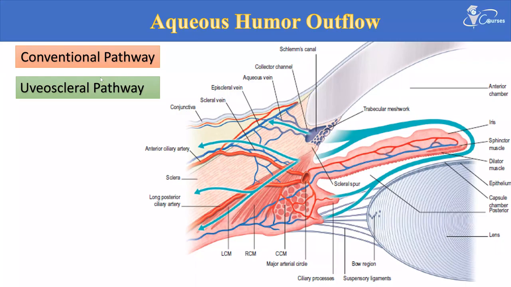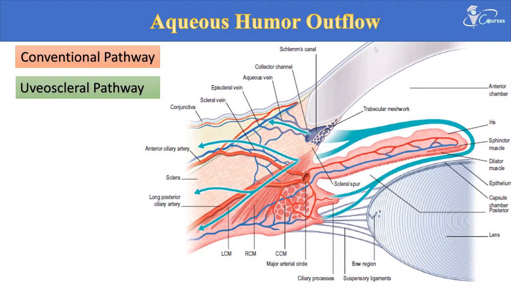And there are some drugs which will help in increasing the conventional pathway, as we just mentioned, like the miotics. And there are also other drugs which will improve the uveoscleral pathway, such as the prostaglandin analogs. So it is a very common question in the exam to ask you what will be the mechanism of action of the anti-glaucomatous medication. So I guess that you now know the commonest mechanisms of the commonest drugs.